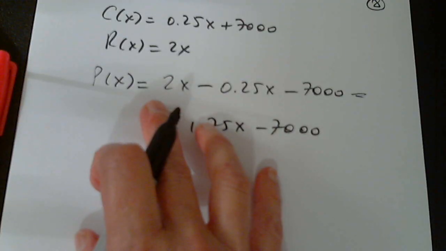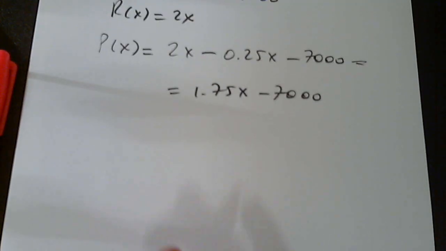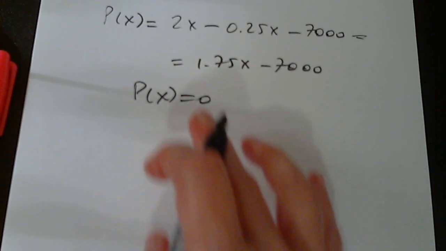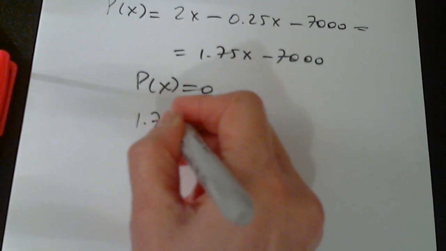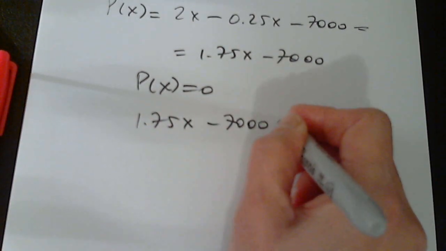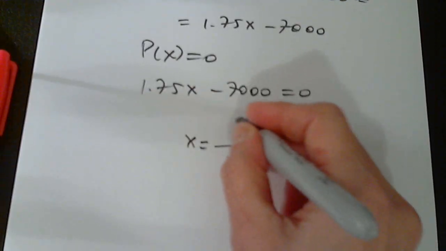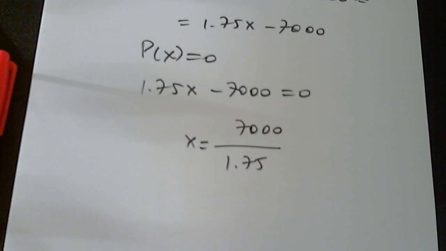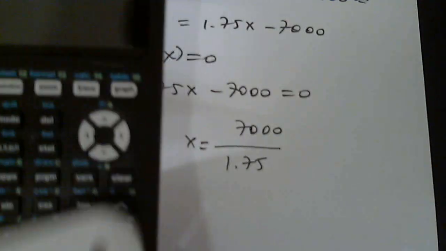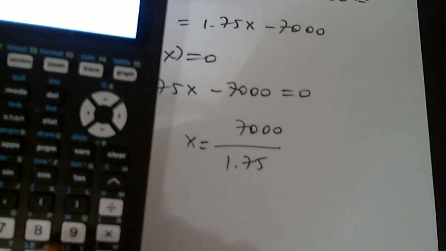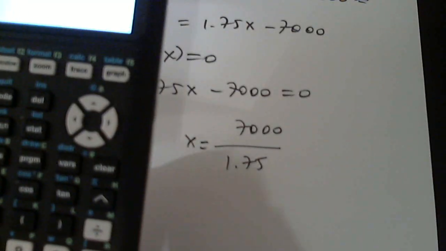Subtract 25 cents from $2, 1.75. And the break-even point is when the profit is 0. So I have to set this equal to 0. 1.75x minus 7,000 equals 0. To find x, we move and divide by 1.75. So what are we getting? I have the calculator brought up. So 7,000 divided by 1.75, what is it? 4,000.